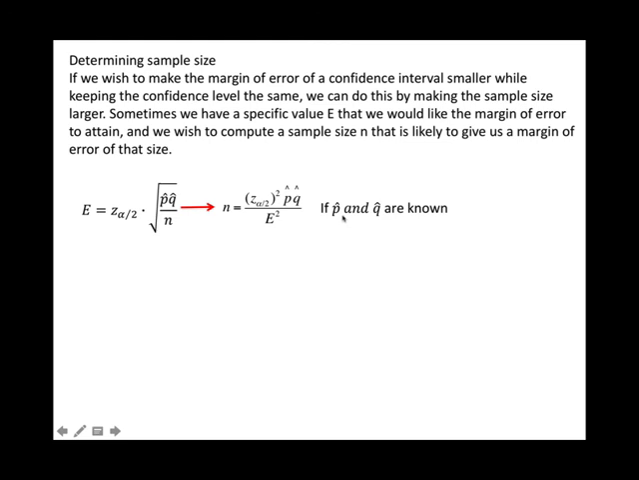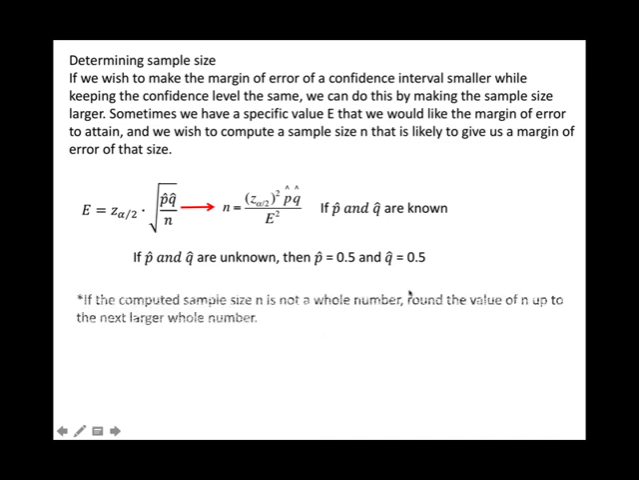And this is when you know the sample proportion of success and the sample proportion of failure. If they never mention the p hat and the q hat, you're going to consider them to be 0.5 and 0.5. Highlight this one. If on the homework or exam they never mention the p hat and q hat, you want to consider it 0.5 and 0.5. And also the sample size is always a whole number. If you find it with a decimal, you always round it up to the next larger whole number.